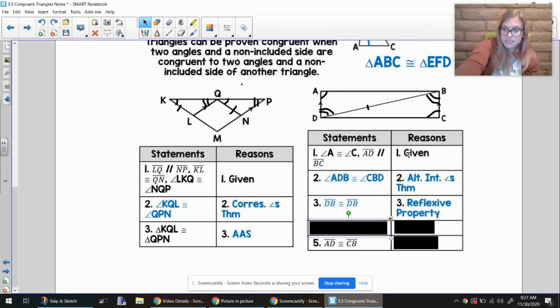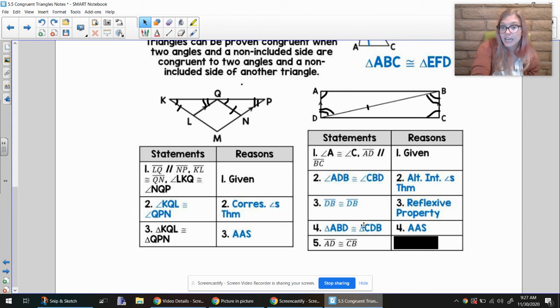Next but not least, we know that the two triangles are congruent because of angle, angle, side. And from that, we can then say that AD is congruent to BC because of CPCTC, that corresponding parts of congruent triangles are congruent.